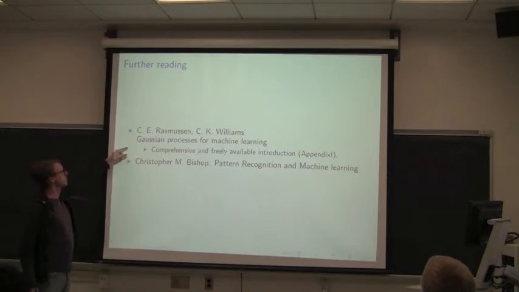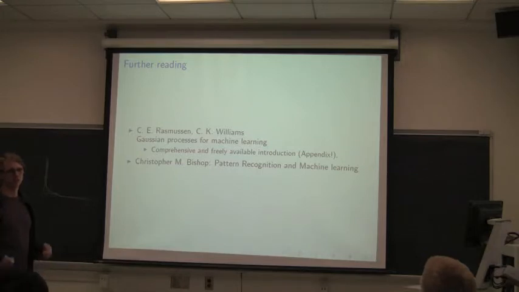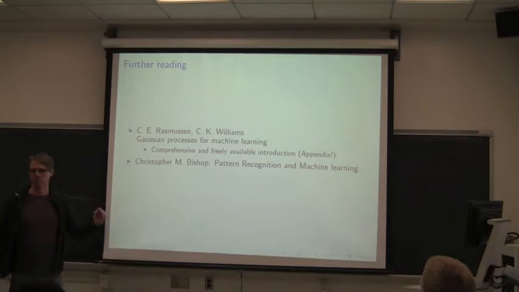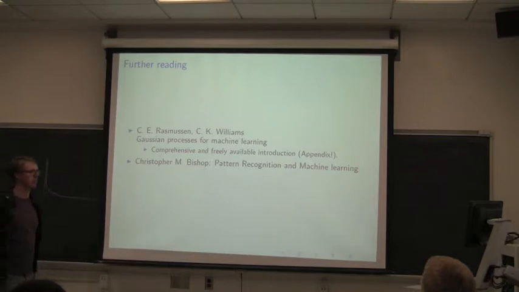If you want to read further, there's a book by Rasmussen and Williams. I don't recommend it as an introduction. If you really want to get into Gaussian processes and want a lot of tricks on how to implement and use them, then this is a good book. It's basically a bunch of tricks. It's not a good introduction. The other books, like the Bishop book, are better, and then there are some other online tutorials.